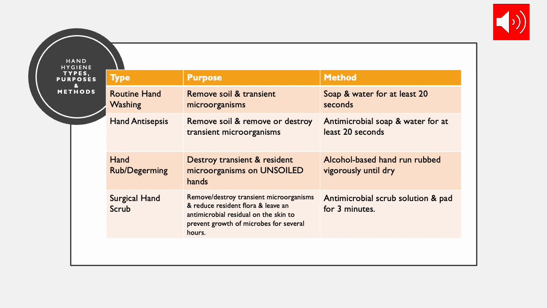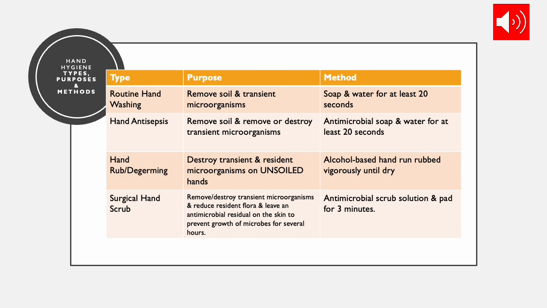So the routine hand washing, again, its purpose is to remove soil and transient microorganisms, and obviously we want you to wash your hands for 20 seconds. Hand antisepsis is removing or destroying transient microorganisms, and this is your antimicrobial soap and water for at least 20 seconds. Your hand rub, this is your degerming agent, so we're destroying transient and resident microorganisms on unsoiled hands.